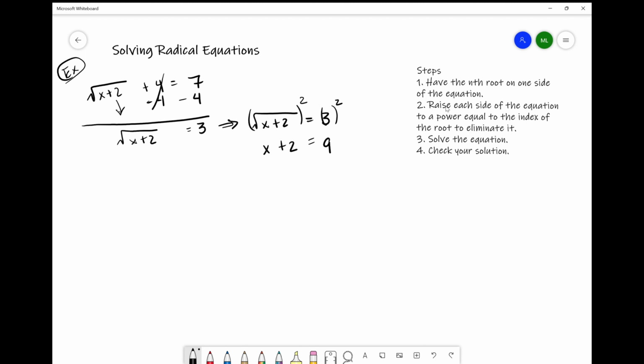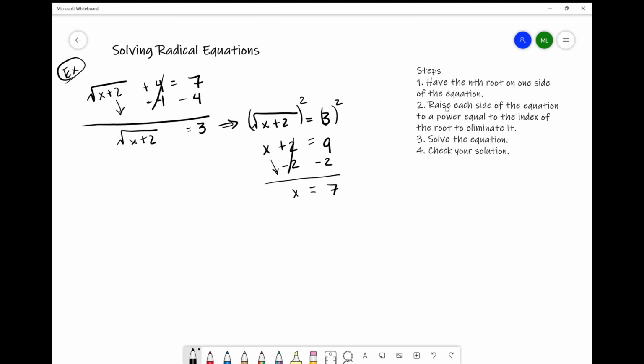Alright. Now I can solve the equation. Solve as you normally would. So I want x by itself. So I would subtract 2 from the other side. Right, this cancels out. 9 minus 2 is 7. And then finally I have x equals 7. Just bring down your x. So x is equal to 7.